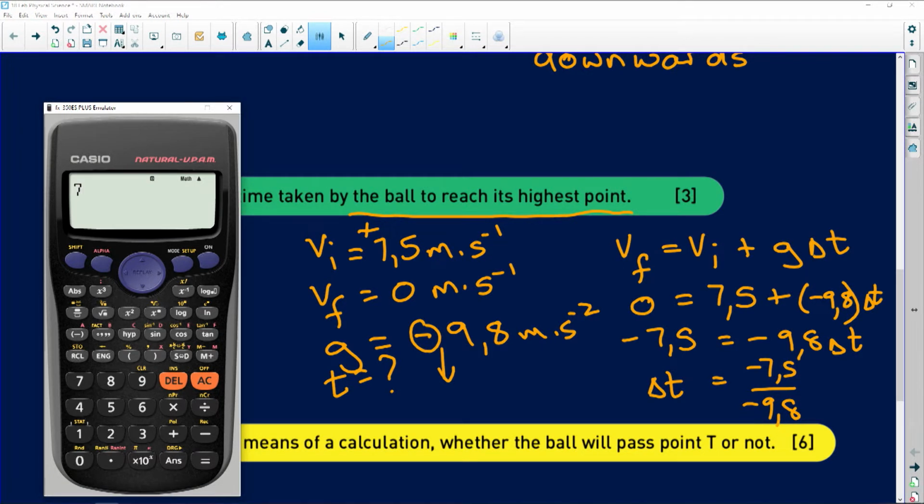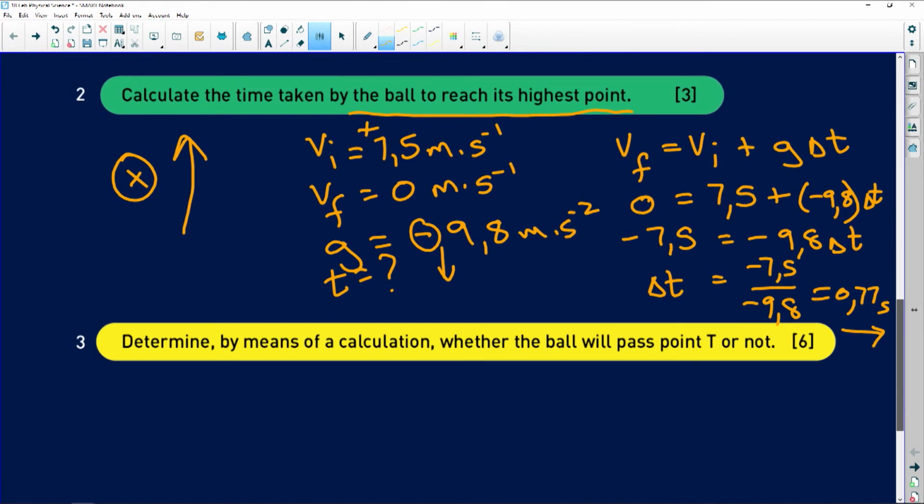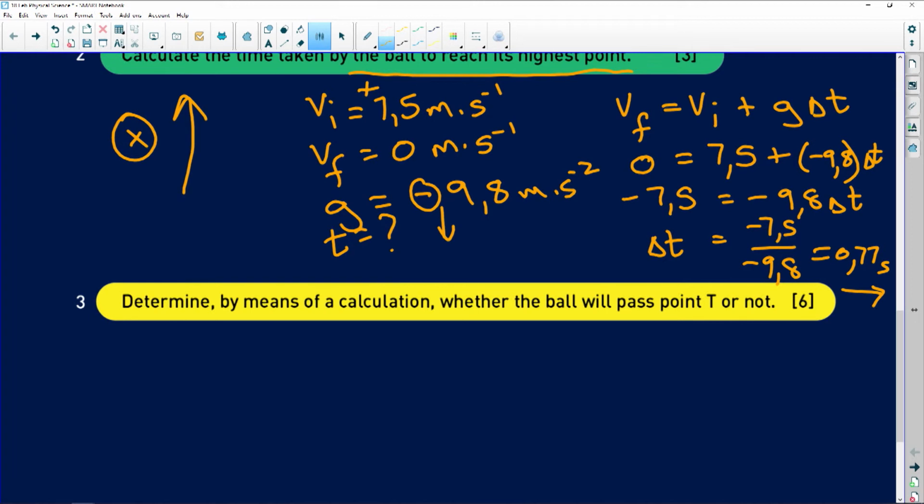So 7.5 divided by 9.8. I'm dropping the negatives because I know they're going to cancel out. And the answer is 0,765, and we always have to round off to 2 decimal places, so we'll just make it 0,77 seconds. All right, 0,77 seconds, and there's our answer. Great. All right, so that wasn't too difficult, so 3 easy marks.